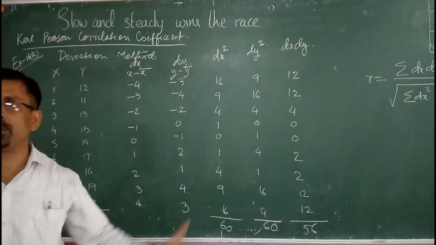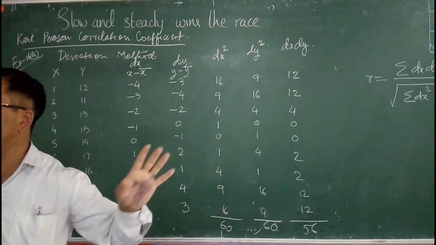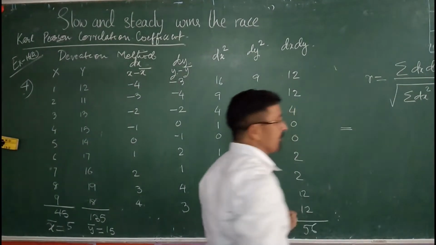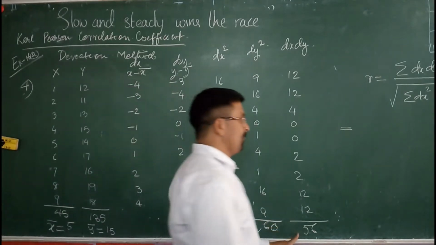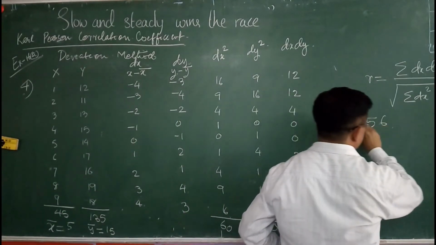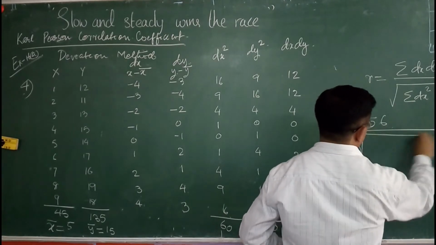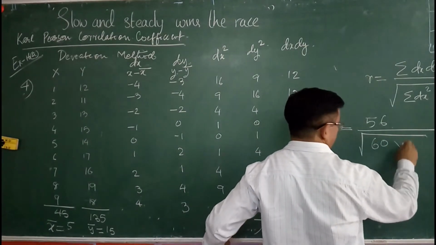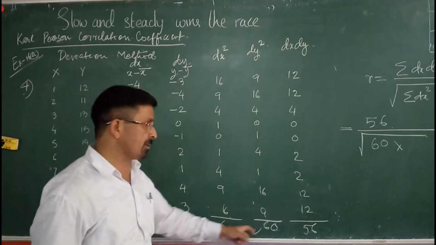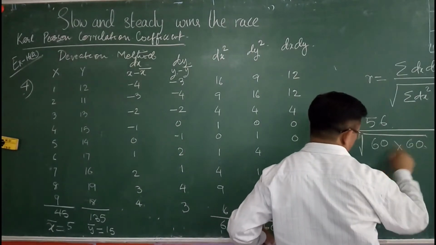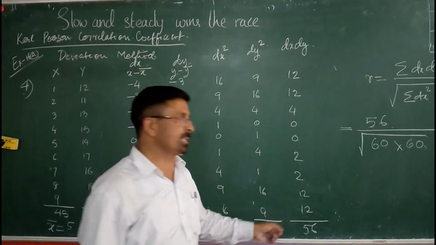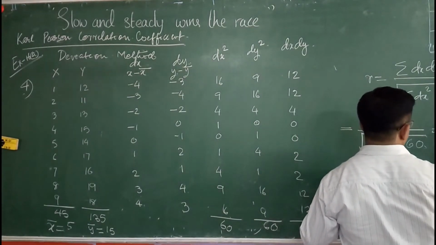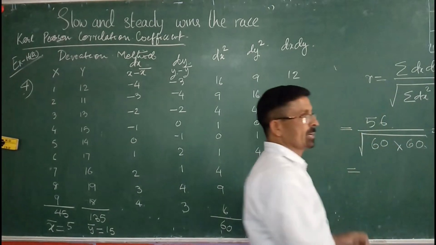So we have all the requirements according to the formula. Now we are going to put the values in the formula and calculate the answer. The sum of all the products of dx and dy we have already calculated is equal to 56, divided by the root over the sum of all the dx square, which you calculated was equal to 60, and similarly the sum of all the dy square, which also is 60. We are very fortunate that we got the same number multiplied. When you find the square root of this, without any effort we can say it is equal to 56 divided by 60. So give me the answer: what is 56 divided by 60?